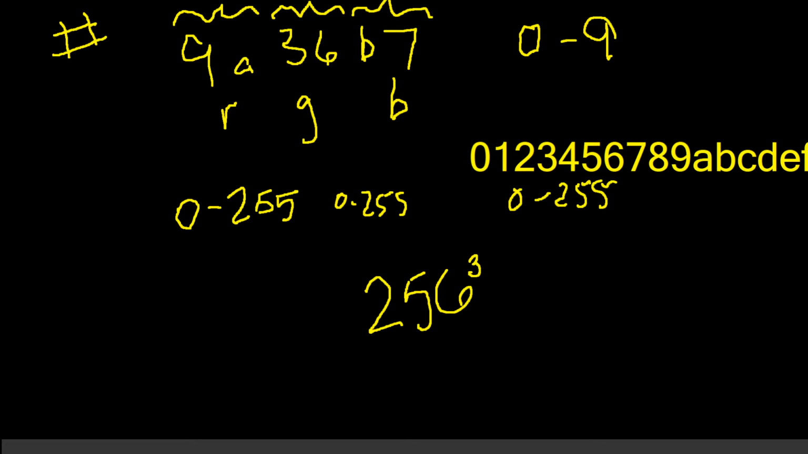Hexa meaning 6, decimal being 10. 6 plus 10, 16. Right? 16 numbers in our system. So we have 1 through 15, which is 15 numbers, and then 0, which makes the 16th there.